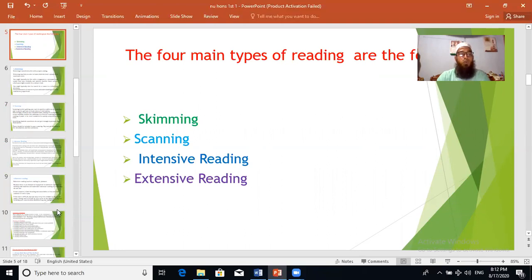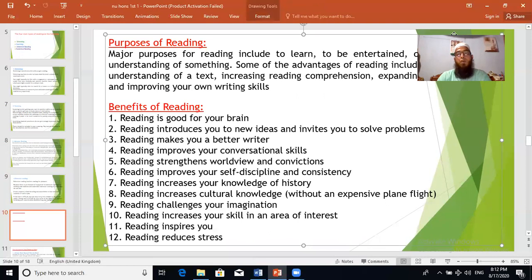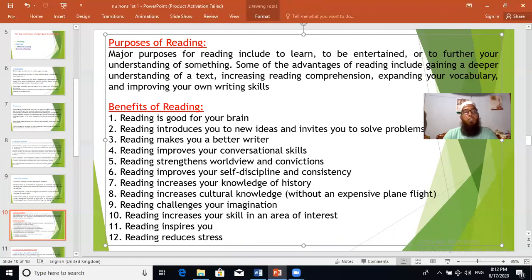Okay, now we are going to learn why do we read? What are the purposes of reading? Major purposes for reading include to learn, to be entertained, or to further your understanding of something. So these are the major purposes of reading. We read to learn something. We read to be entertained, I mean to get pleasure, or to further our understanding. That means we read to enhance our understanding of something.